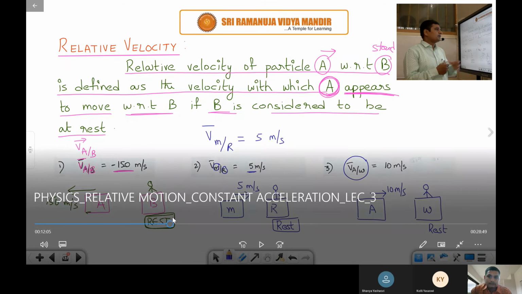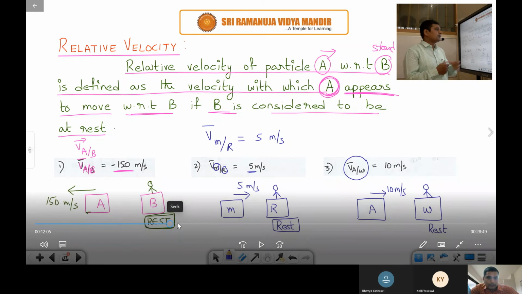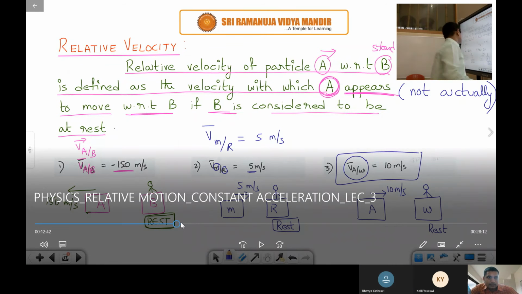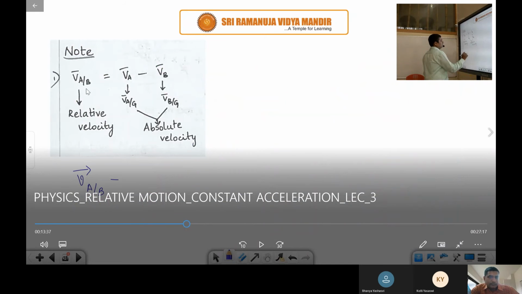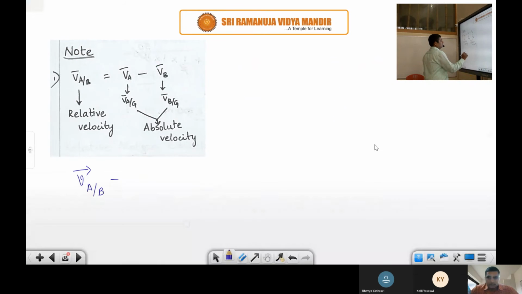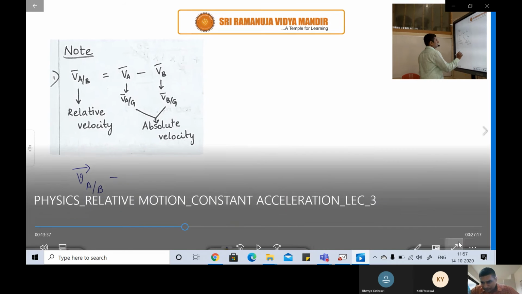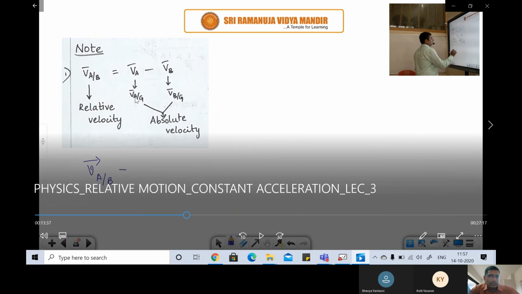I hope you understood this one. You should understand this properly. So that is the basic definition of relative velocity. Here velocity of A with respect to B is equal to velocity of A minus velocity of B. These two are called absolute velocities. This is called relative velocity.